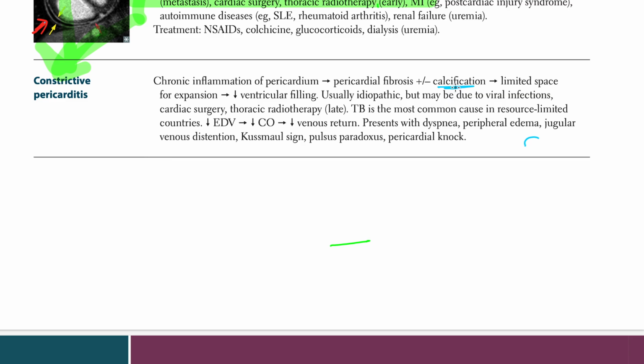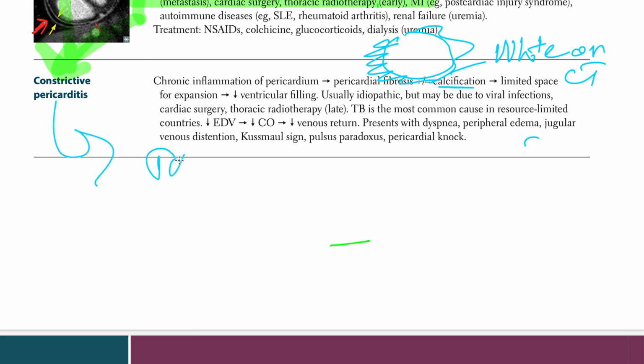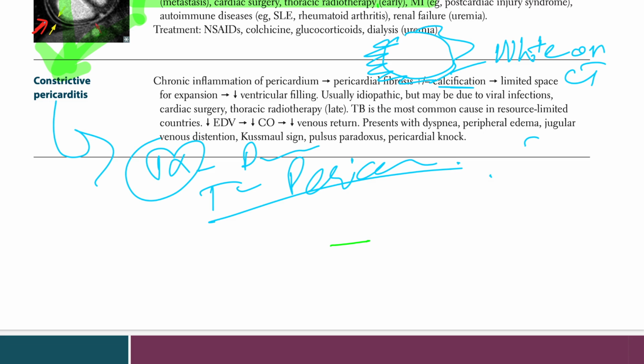With the calcification, you will see the pericardium as white on CT scan. So the pericardium will be seen as white on a CT scan. Okay, what else you might have? For constrictive pericarditis, treatment would be your diuretic first, then surgical removal of the whole pericardium. Okay, and what else?